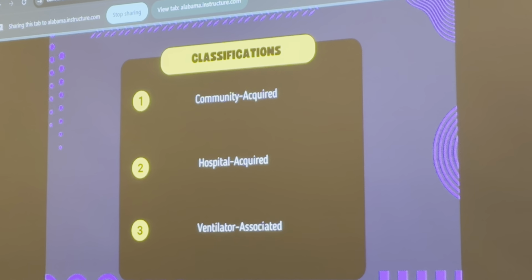When we're talking of pneumonia, we have 3 different classifications. This is a pretty good slide as well. So for community-acquired pneumonia, what does that represent for us? It's in the name. Community. So we develop pneumonia within the community, somehow, some way.